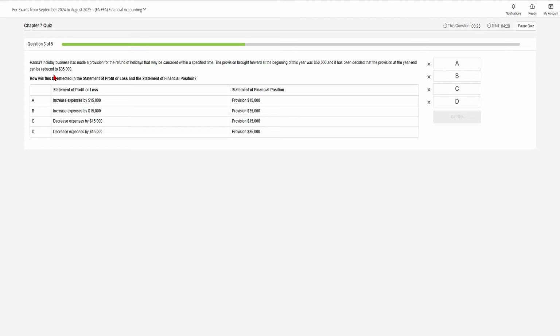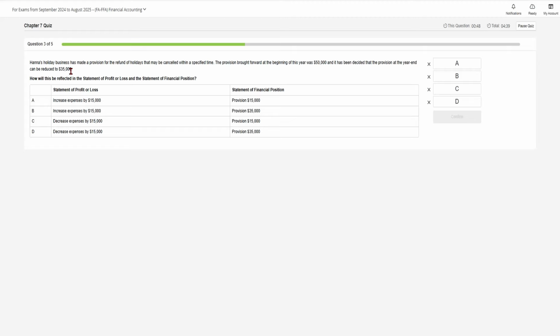Okay, so look for this word, to or from. I will explain the difference in a while. So reduced to 35,000 means closing balance is 35,000. So what is the difference of these two? 15,000. The movement is 15,000. So movement is 15,000. It will go to the P&L. So if it is an increase amount, it will go as debit. If it is a decrease amount, it will go as credit.